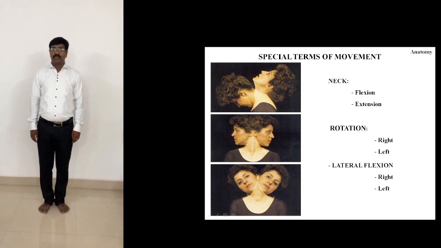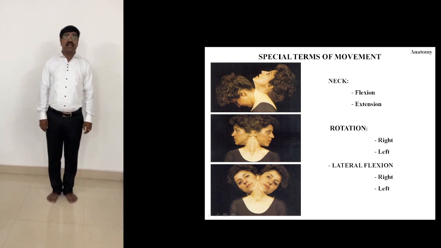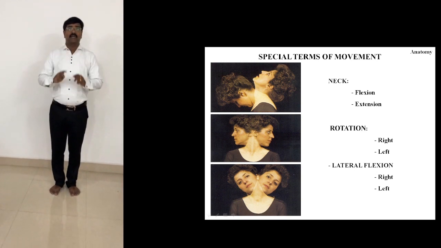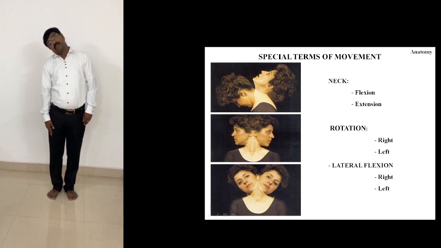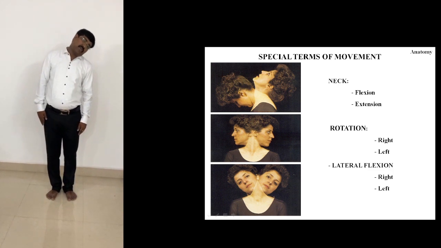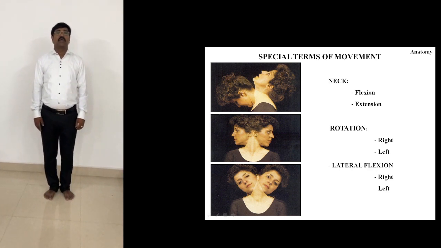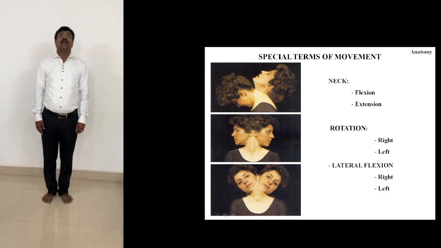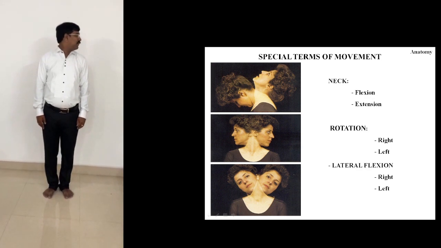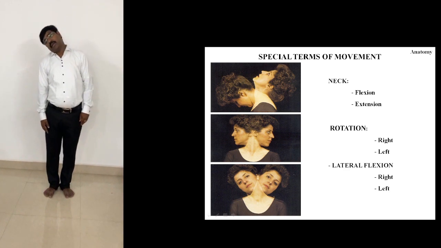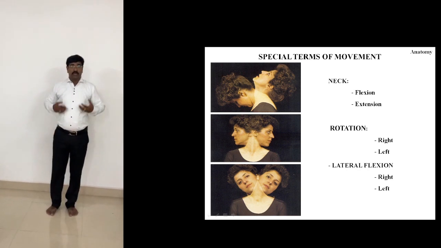Coming to the normal. And the next two terminologies: flexion is also two types, right lateral flexion and left lateral flexion. So now I am standing straight, I am bending my neck to my right side, right lateral flexion. Coming to the normal, left lateral flexion. Coming to the normal. So again I will try to show all the actions now. This is neck flexion, neck extension, right rotation, left rotation, right lateral flexion, left lateral flexion.